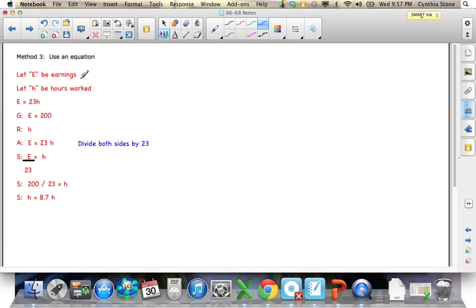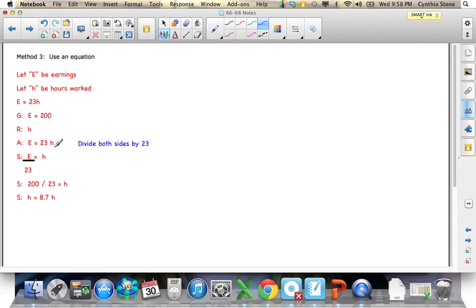But we're going to follow the strategy that I've been doing all along by saying, okay, let's call it E the earnings, H is his hours worked. So his earnings is 23 times the hours he works, right? If he works 10 hours, he makes $230. So you think, what operation now? It's a multiply. So if I want to use this equation then, I know his earnings is 200, that's what he wants to earn. We're looking for how many hours he has to work to do it.